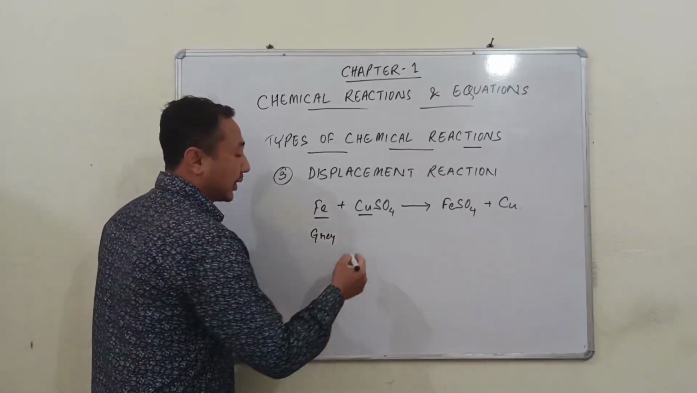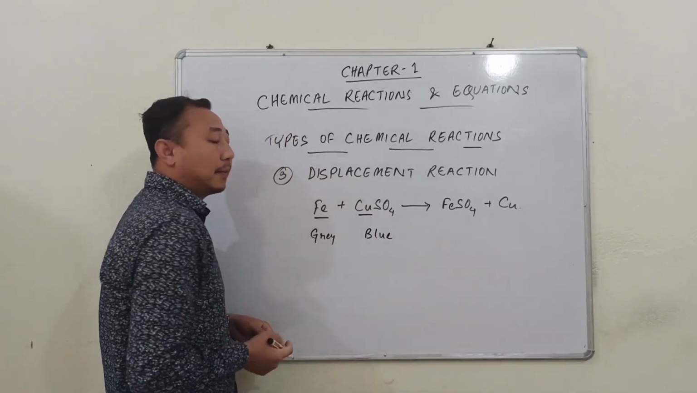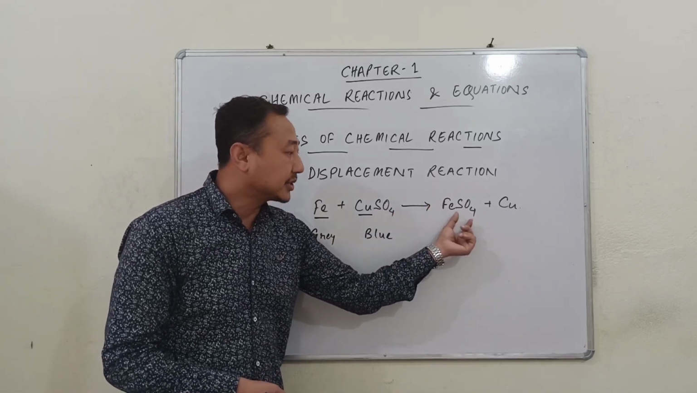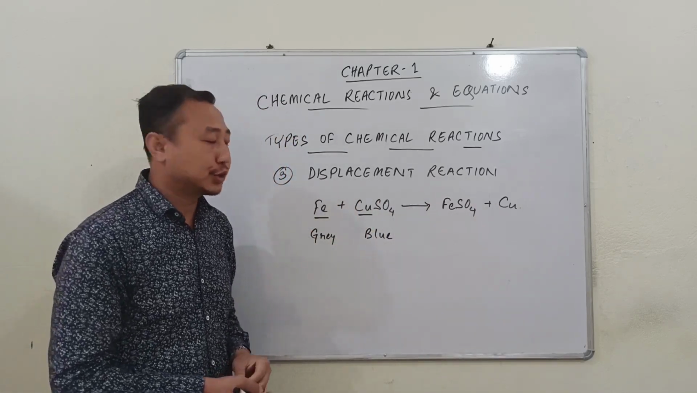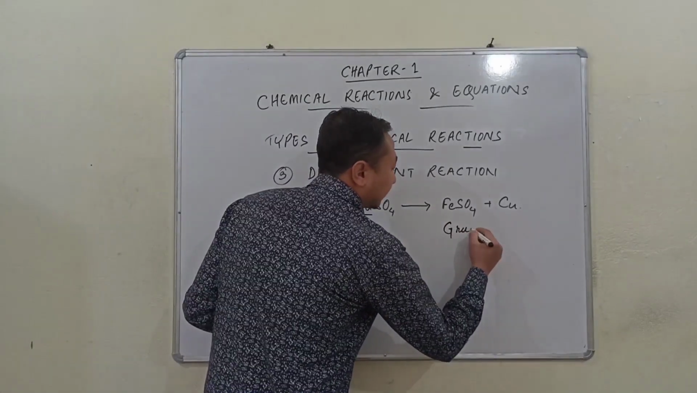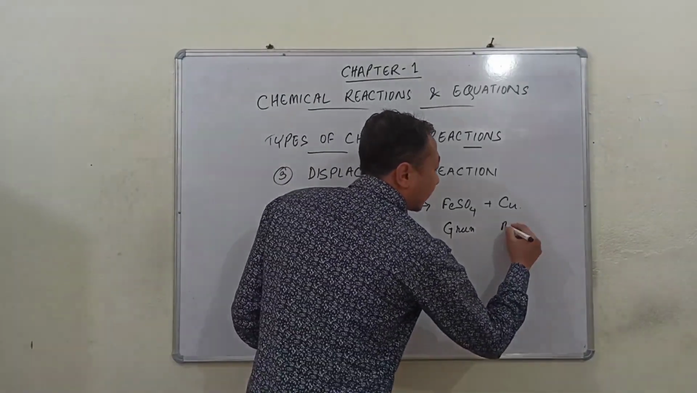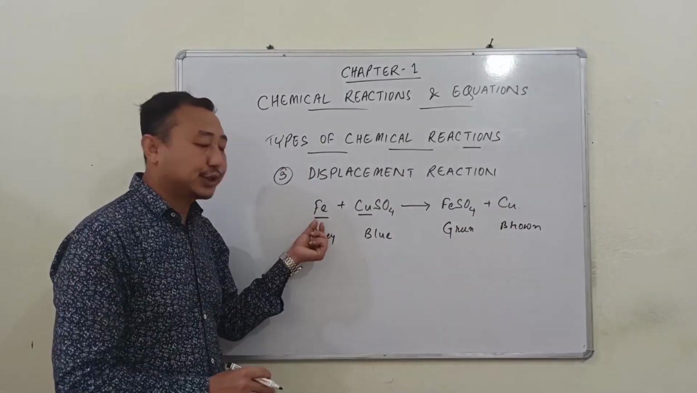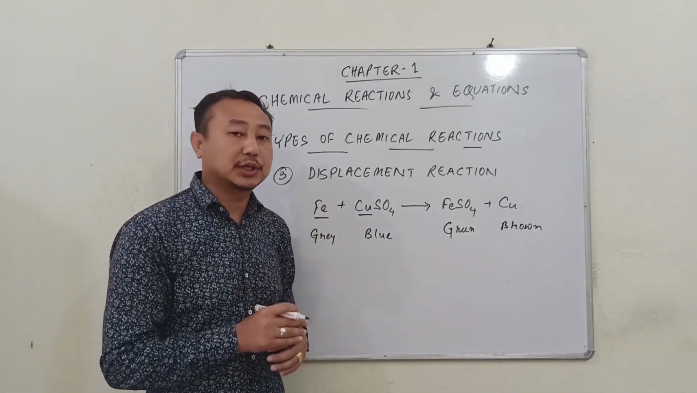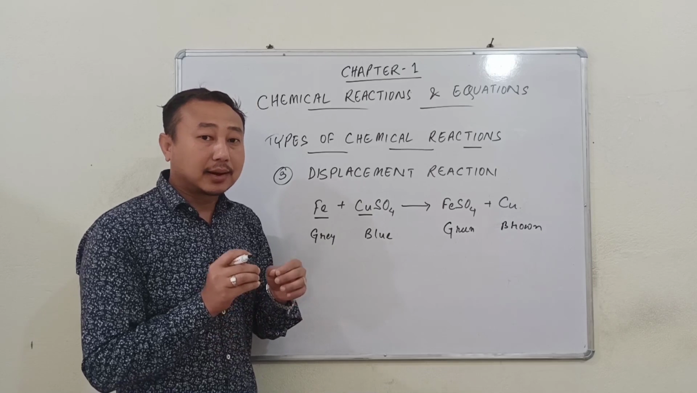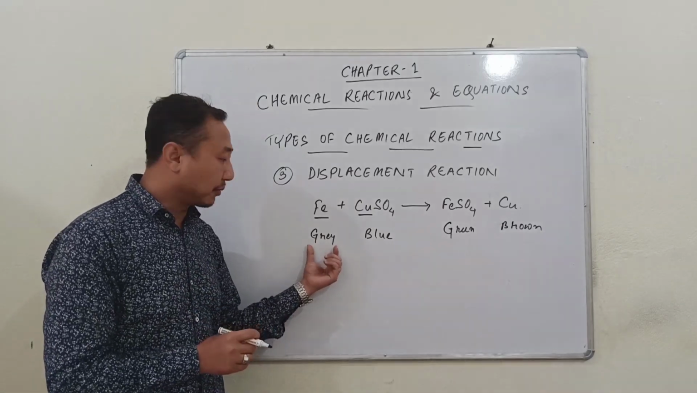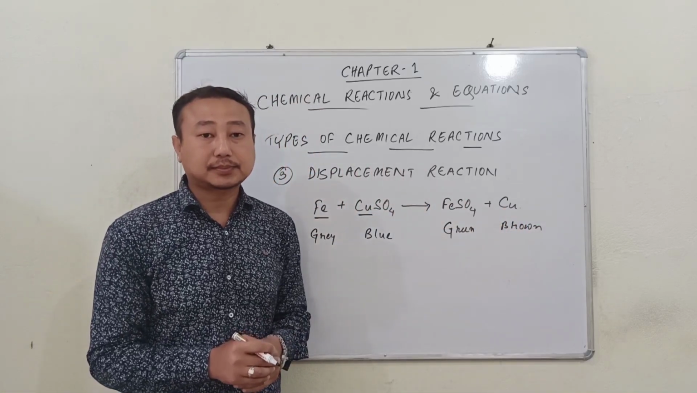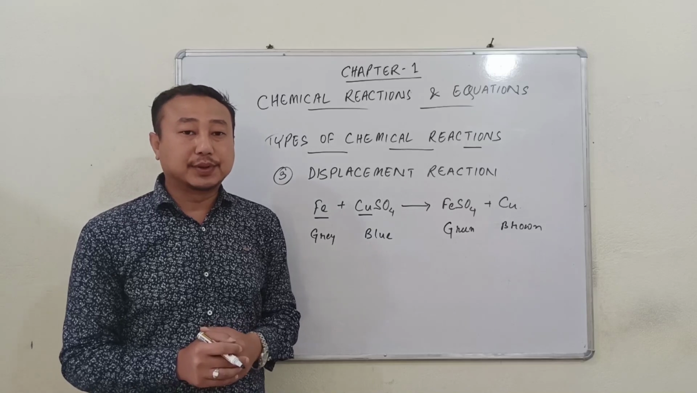while the copper sulfate is blue in color. But after performing this displacement reaction, after forming iron sulfate and copper, the color of the solution changes to green, while the copper is brownish in color. This brownish copper gets deposited on the surface of the iron used for this reaction. Because of that, the color of the iron changed from grey to brown due to the deposition of copper on the surface of the iron. So this is about the displacement reaction.